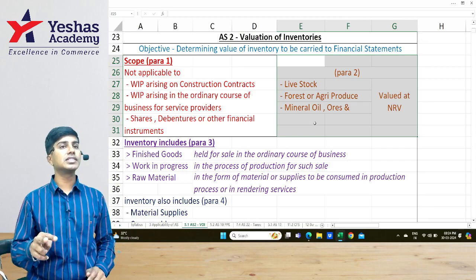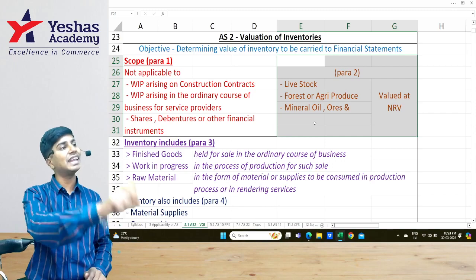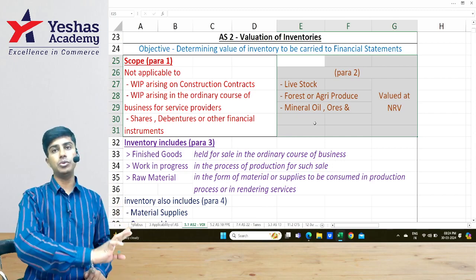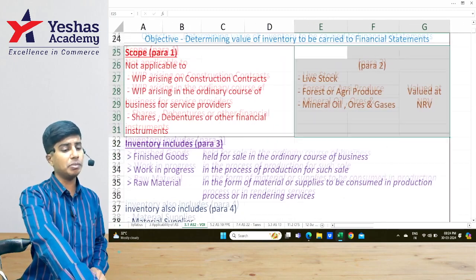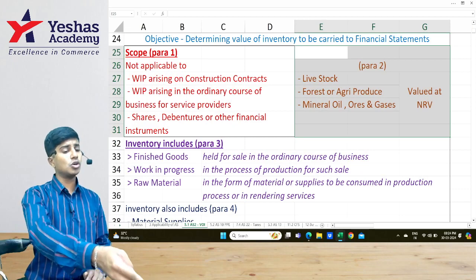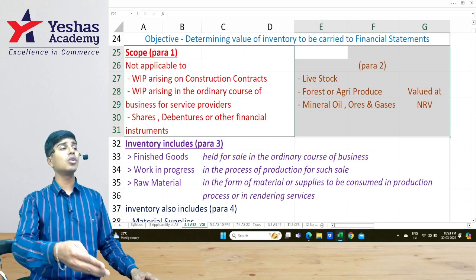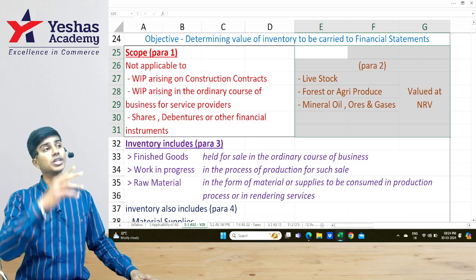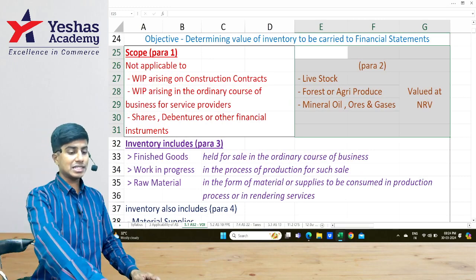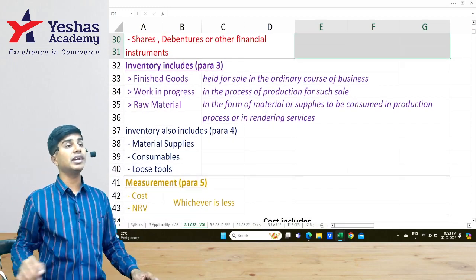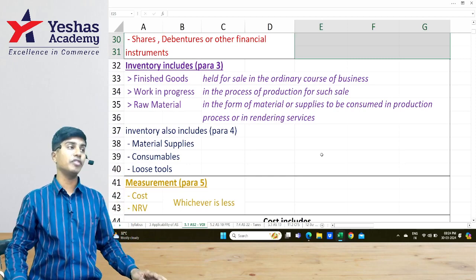Paragraph 2 of the standard tells that we can value these items at net realizable value. However, there is no specific standard applicable. Inventories like livestock, forest, agricultural produce, mineral oil, ores and gases will be valued using industrial norms. Going slightly ahead, paragraph 3 of the standard helps us identify the definition of inventory.